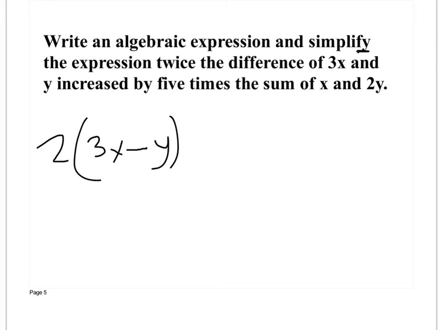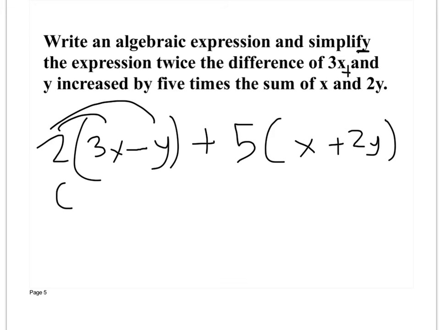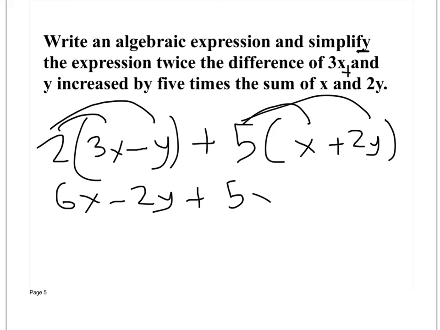It's increased by, so what type of problem is that? Addition. 5 times the sum, so we know it's going to be 5 parentheses. Sum is what type of problem? Addition. So the plus sign goes where "and" is. So x plus 2y. That wasn't hard to do, was it? Now we evaluate and simplify. First thing I do is distribute the 2. We get 6x minus 2y, plus distribute the 5. We get 5x plus 10y.